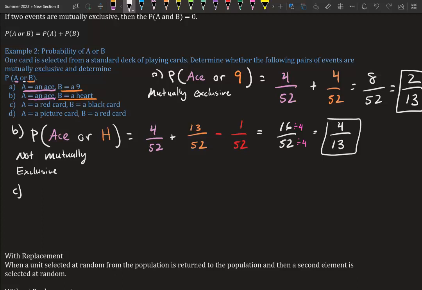Let's do it together. So we want to know the probability of a red card, so I'll just put R, or a black card, I'll just put black. Do you notice if it starts with an A, I write it out? If it starts with a B, I write it out because I don't want to get ace and A mixed up. I want to keep it consistent so we all know what we're talking about.